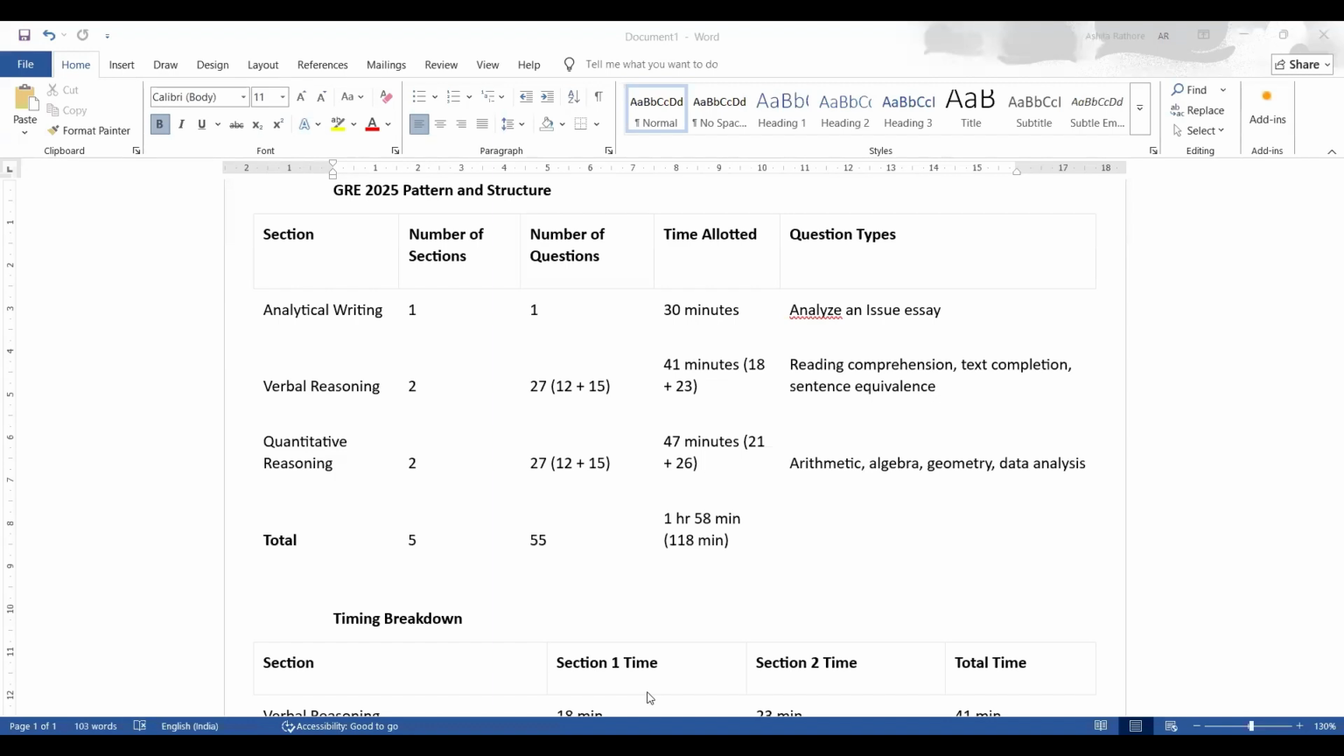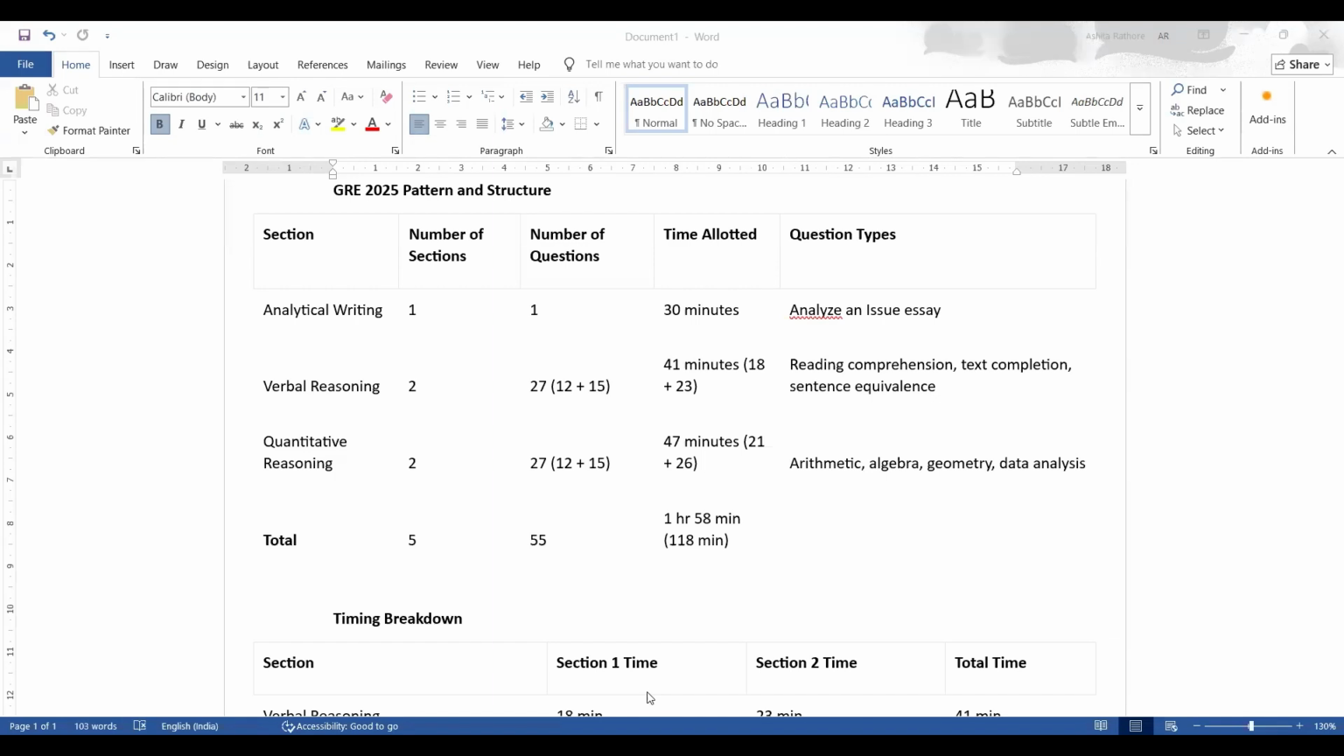All right. So now, very quickly first, always remember this thing. In GRE, the very first thing that comes is the analytical writing section. Okay. So analytical writing, you get 30 minutes to do this. There is only one question and essentially you have to write a complete essay. Okay. Now I have written in the question types, analyze an issue essay.